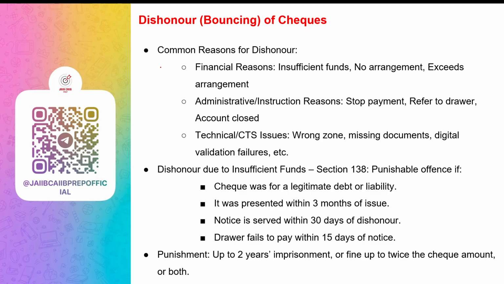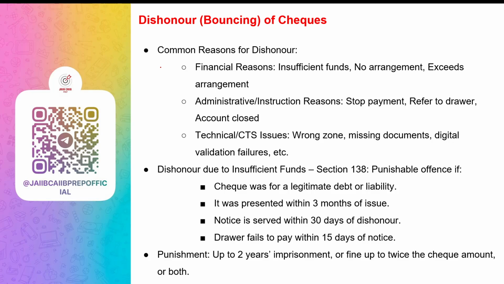So the common reasons why a check may be dishonored include: there were not enough funds in the account, there was no prior arrangement with the bank, the amount exceeds the arrangement, there was a stop payment instruction by the drawer, or the account is closed. And in the modern CTS environment, other reasons may include a check presented in the wrong clearing zone, required documents missing, the original check not received, a failure in digital verification, and so on and so forth.